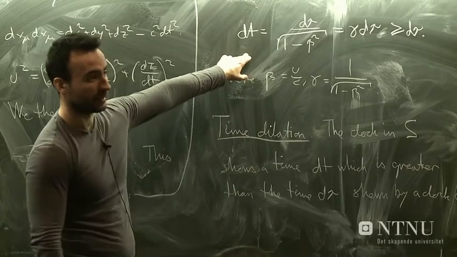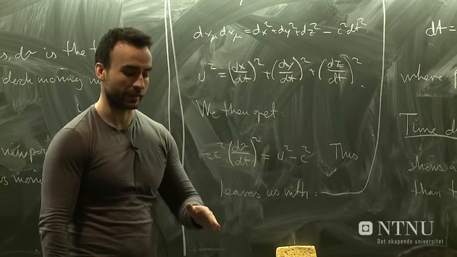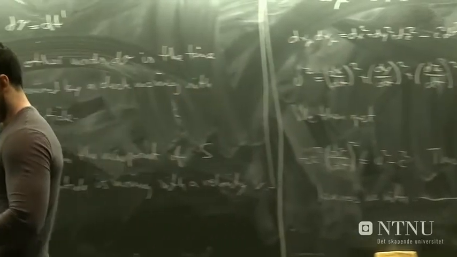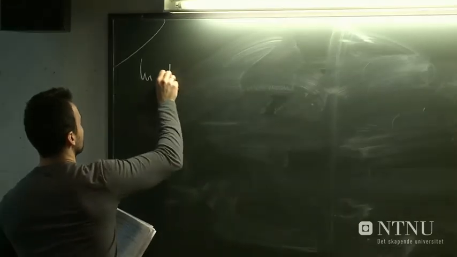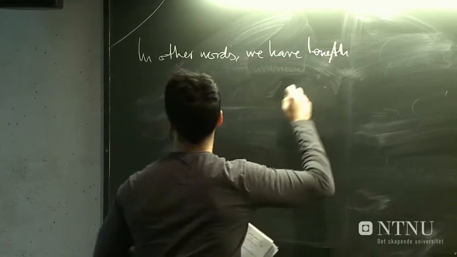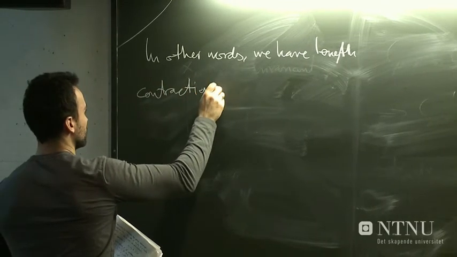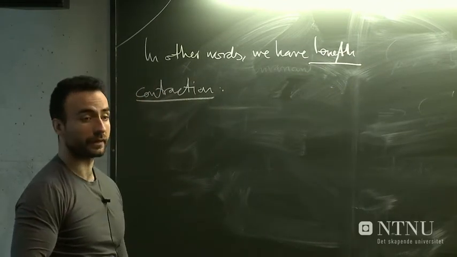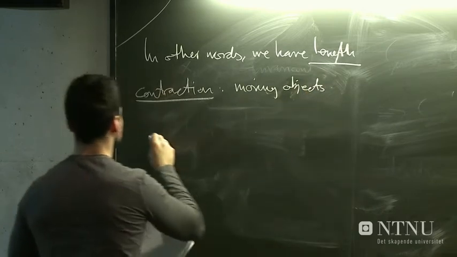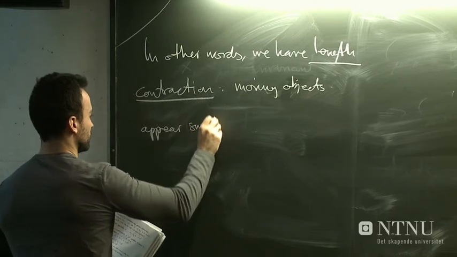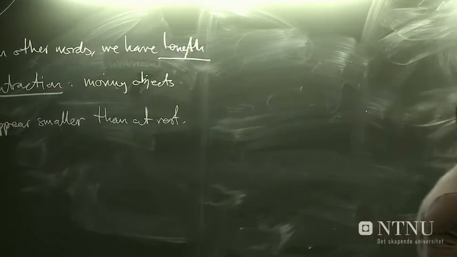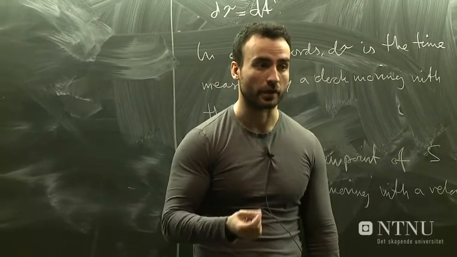Because here, the time measured by us in the stationary system would always be greater than or equal to the time measured in the moving system. But here, the length in the moving system is greater than or equal to the length in our system. So in other words, we have the phenomenon of length contraction. And what it means is that moving objects actually appear smaller than if they were at rest.